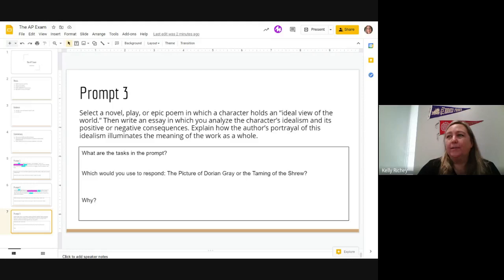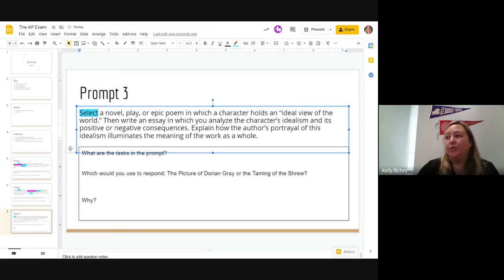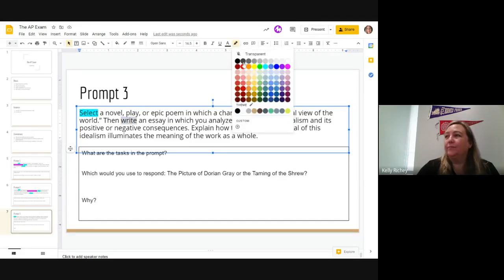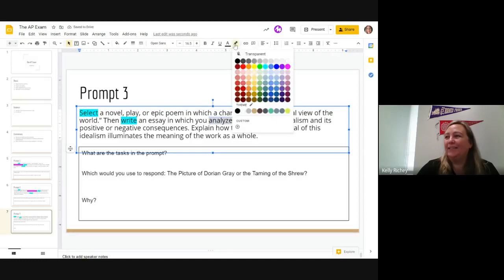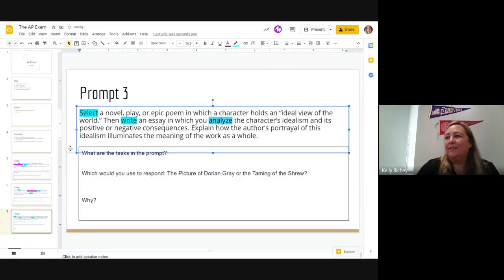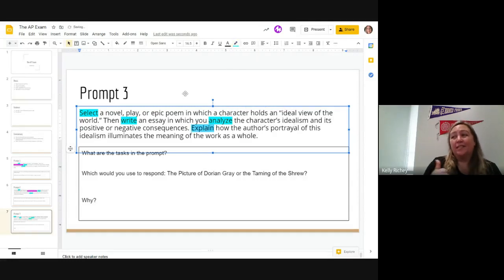Okay, my verbs are a little bit different here, y'all. What are my verbs? Select. That's the first thing I have to do. I have to pick what I'm going to write about. Okay, then what do I have to do? Before analyze, we actually have write an essay, right? And yeah, they threw it in this time. Then we have analyze. Okay, and then what do I have to do? I have to explain. Yeah, that's a lot. So I have to select, analyze, explain, and write.